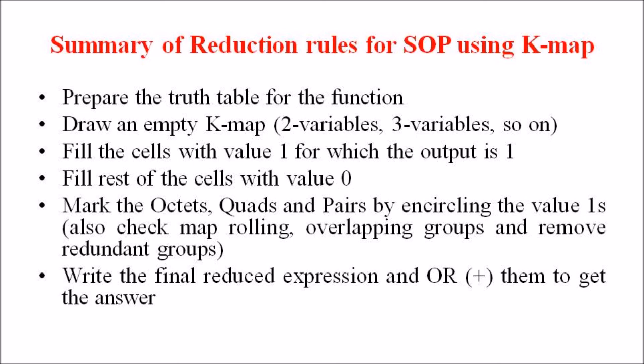Next point is to mark the pairs, quads and octets by encircling the values 1. Also check the map rolling and overlapping groups, and we should remove the redundant groups. And finally, write the final reduced expression and OR them to get the answer. Here we should also consider the point that all the changing variables should be removed in the K-map SOP representation.